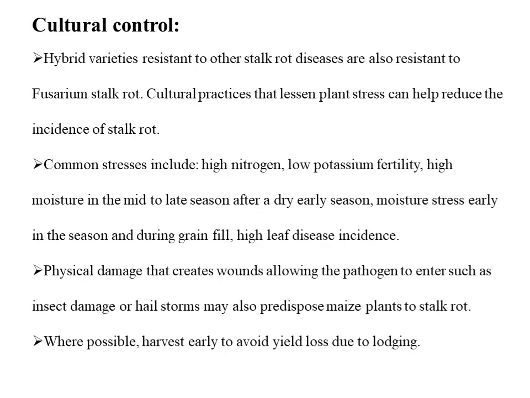The most important management is cultural control. Resistant hybrid varieties can also be grown. Keeping plants under less stress can reduce the disease. Stress conditions include high nitrogen with low potassium, high moisture in the mid or late season after a dry early season, moisture stress early in the season and during grain fill, and high leaf disease incidence.